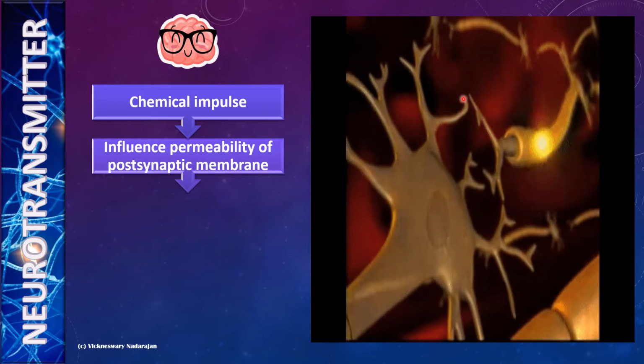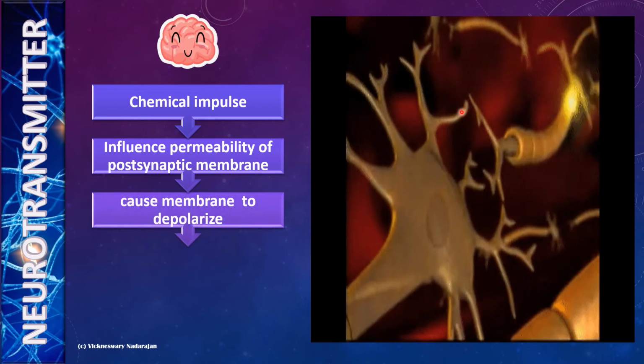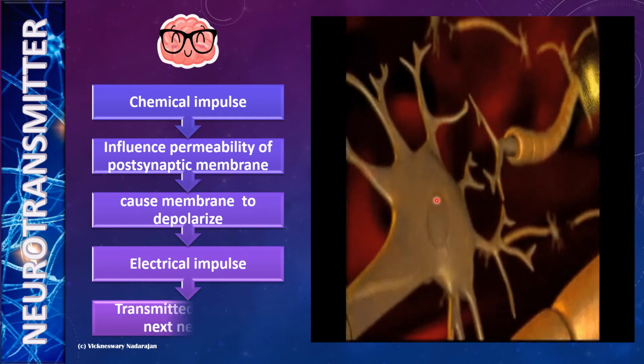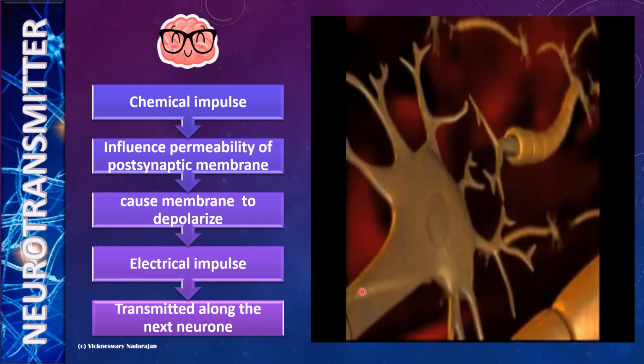So when the permeability of that membrane changes, depolarization occurs. Okay, and if depolarization is successful, action potential will be achieved, and with that, an electrical impulse can be generated. And then that electrical impulse will be transmitted along the axon of the next neuron. So this is how impulse is passed from nerve to nerve.